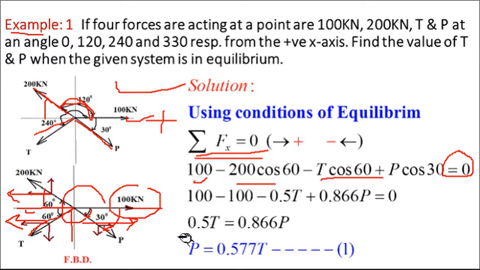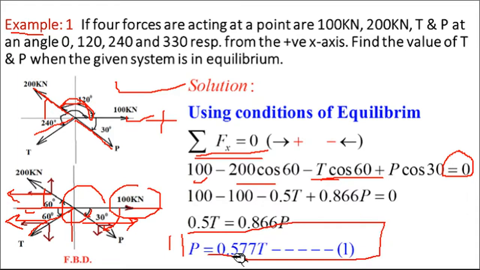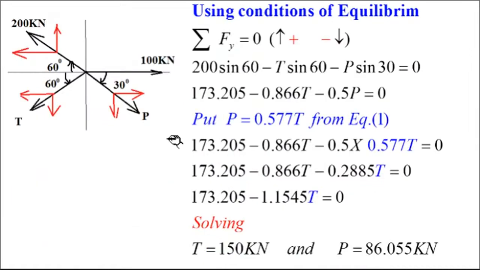Then simplify this. Because P and T are the two unknown terms here, we will get one relation, P equal to 0.0577 T. Now try to use the second condition. If you use the second condition, Fy equal to 0, upward positive, downward negative.